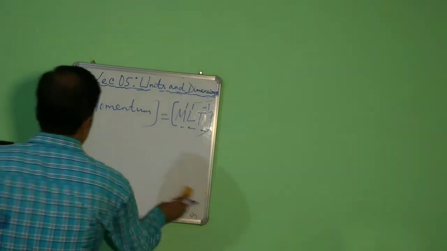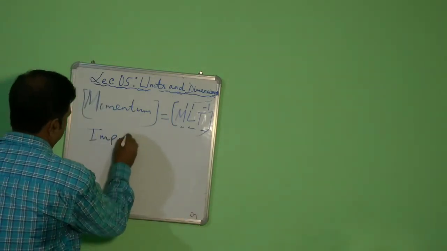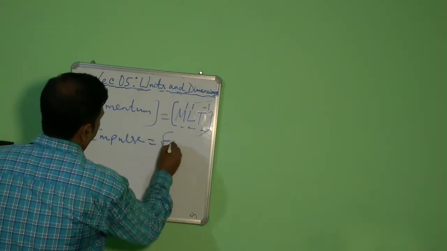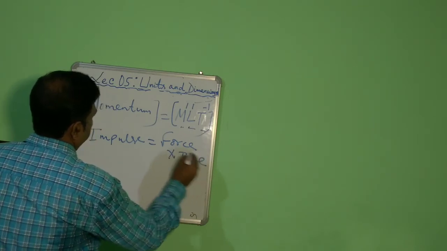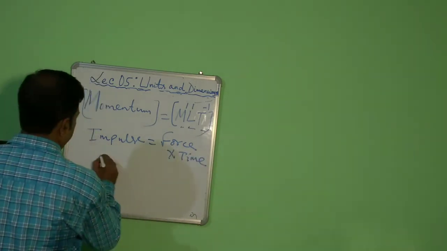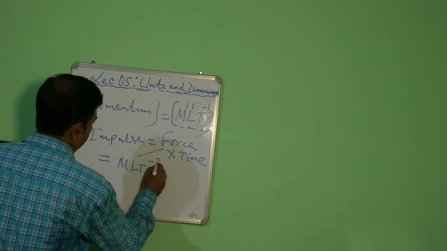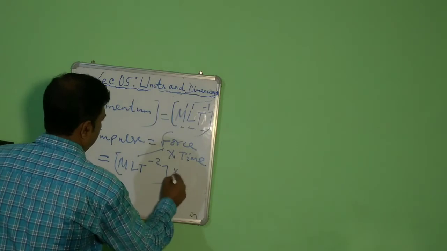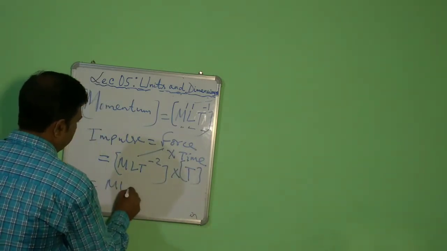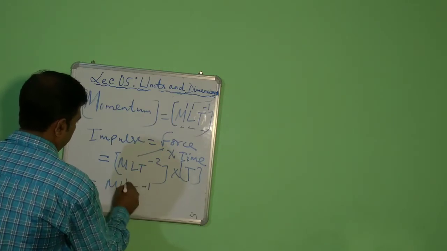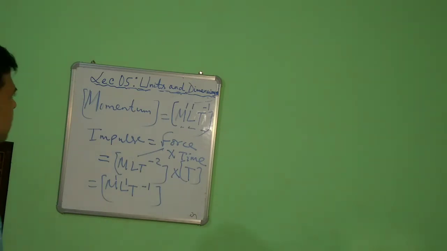Similarly, we can find out the dimension of impulse. Impulse is force into time. For force the dimension is m.L.t to the power minus 2, into the dimension of time. So it becomes m.L.t to the power minus 1. This is the dimension of impulse.